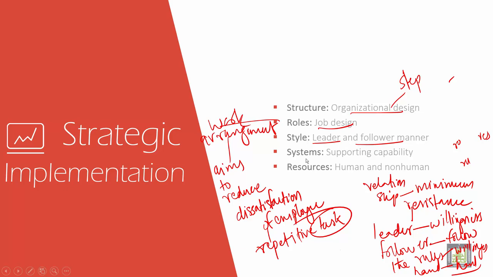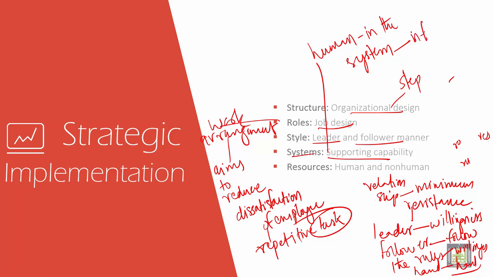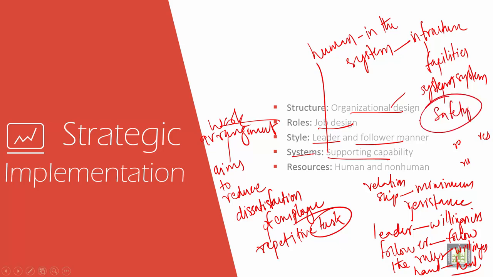Then we have the system, the supporting capability. It is very important. It talks about the human in the system. It enhances the infrastructure where the human is working, the facilities, then the support systems. These are very important to be taken into consideration while designing these capabilities, so that he works with safety. That is the main aim.